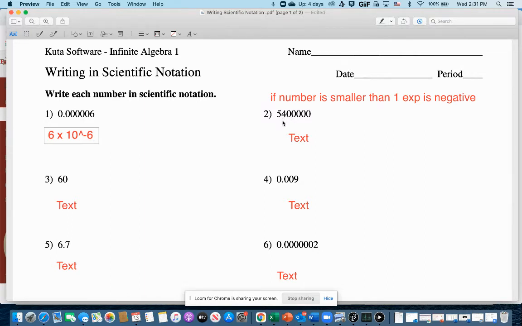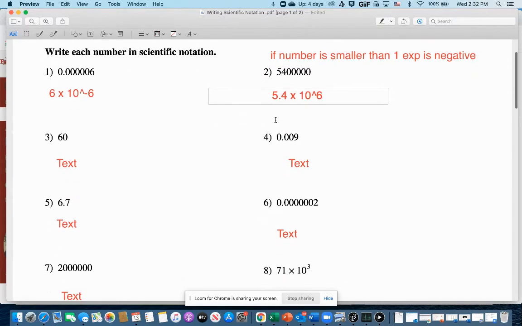I first find my first non-zero number, which is going to be my 5. So I'm going to have 5 and then put the decimal right here, so it's in the 1 spot. Then anything left, that's 4. And then I always have it times 10 to the power of, and then I count how many spots I need to move it. So this one is 1, 2, 3, 4, 5, 6. So this is 5.4 times 10 to the power of 6.